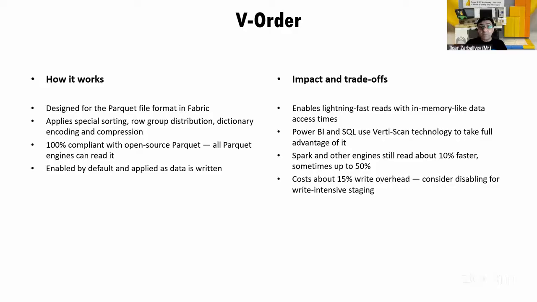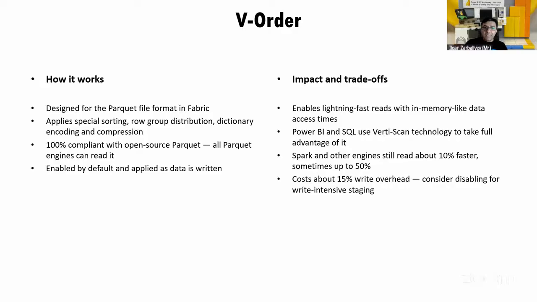V-Order is enabled by default in Microsoft Fabric, and is applied as data is being written. It does incur a small overhead, about 15%, which makes writes a little slower. But in return, it enables much faster reads from the Fabric compute engines, including Power BI, SQL, and Spark.